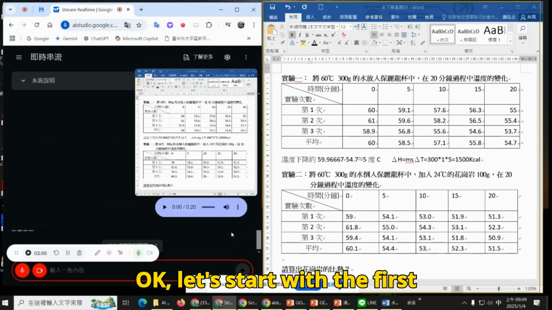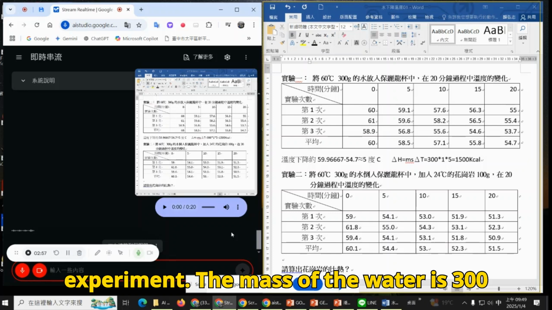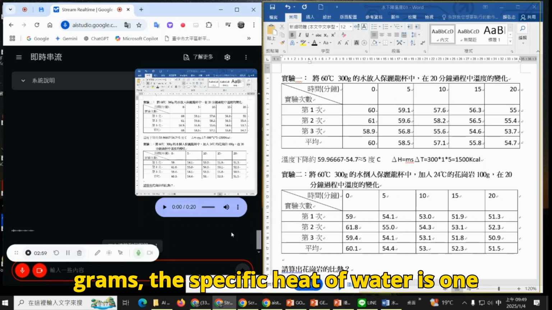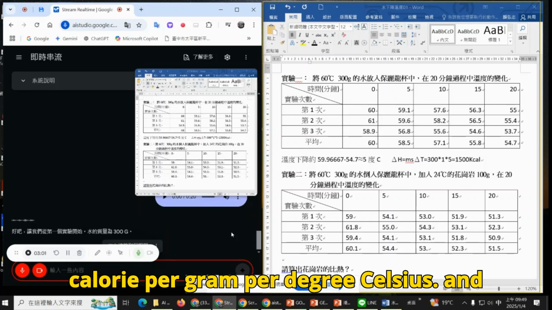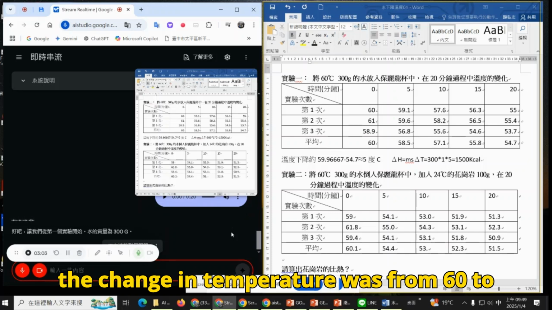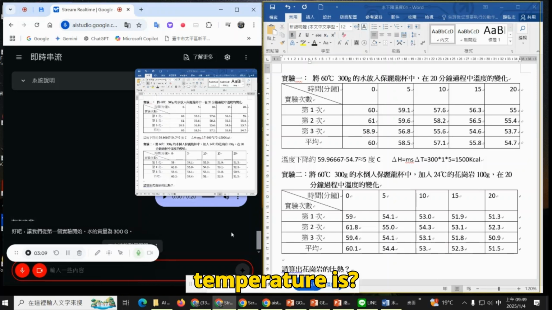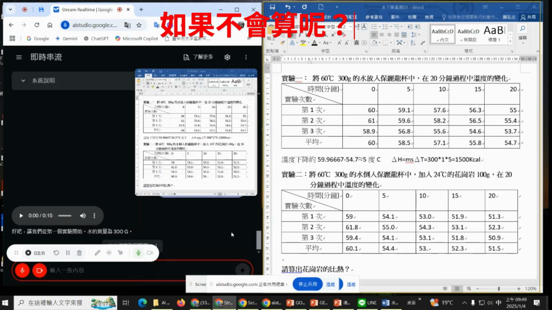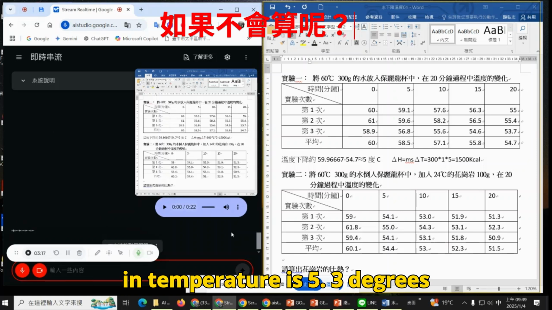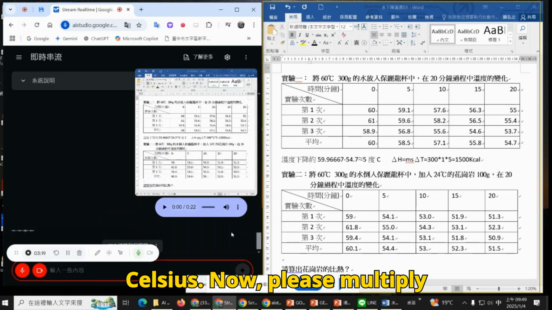Okay, let's start with the first experiment. The mass of the water is 300 grams, the specific heat of water is 1 calorie per gram per degree Celsius, and the change in temperature was from 60 to 54.7 degrees Celsius. Could you please tell me what the change in temperature is? 好，那接下来呢？The change in temperature is 3 degrees Celsius.